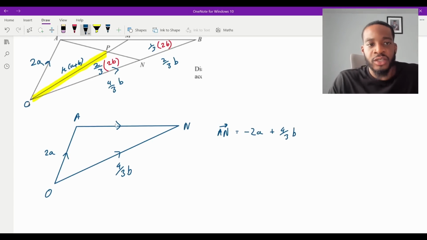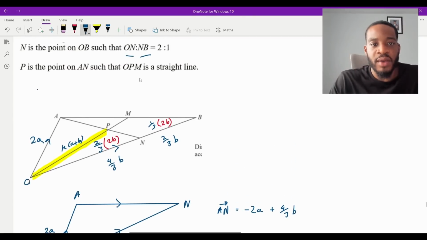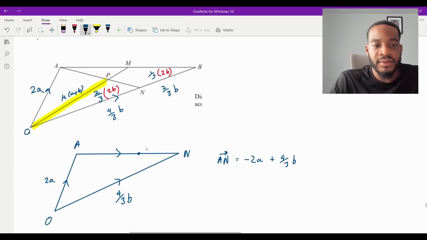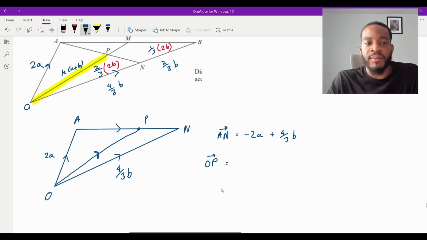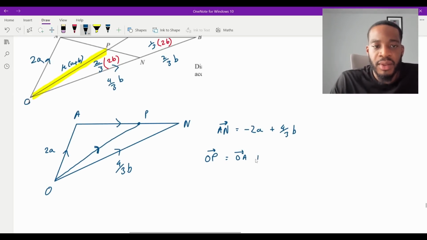Now, remember, they told us that P is a point on AN such that OPM is a straight line. So that means O to P is going to be here, isn't it? And the reason why this is helpful is because now I can figure out another way of expressing that vector O to P. Remember the original way of O to P was mu (A plus B). I can say just by looking at this diagram that O to P is going to equal O to A plus A to P, isn't it? Now, A to P, remember, if you look at this diagram here, is a fraction of the entire line A to N, which we know the vector of.